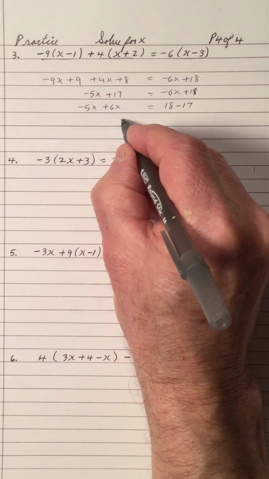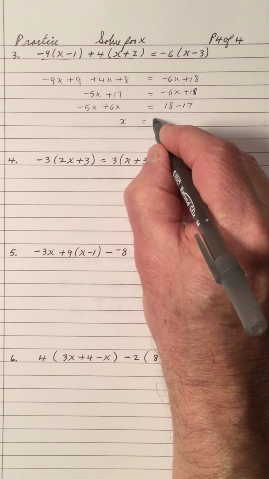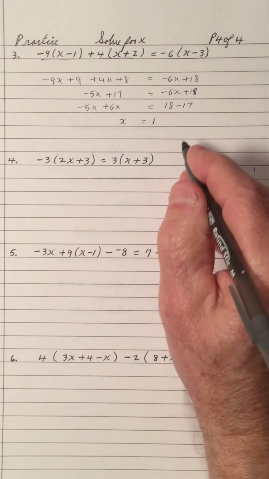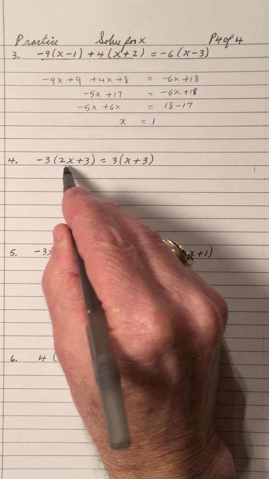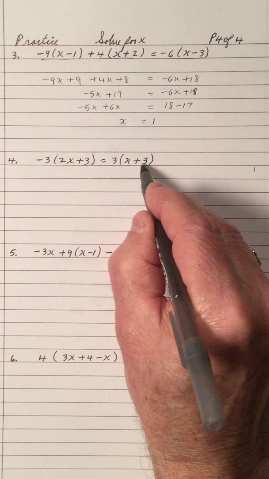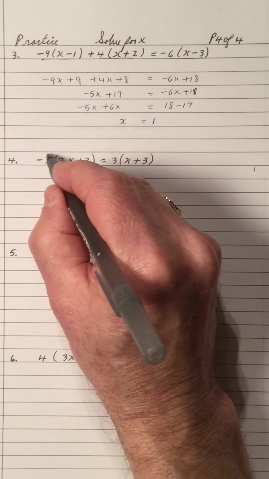Negative 5 and 6 is just x, 1x. 1 is understood. 18 subtract 17 is 1. Number 4. Again, we can't add these. You always check, can I do anything with these brackets inside here? No. Can I add these? No, because they're unlike terms. So, no exponents, so I'll multiply.